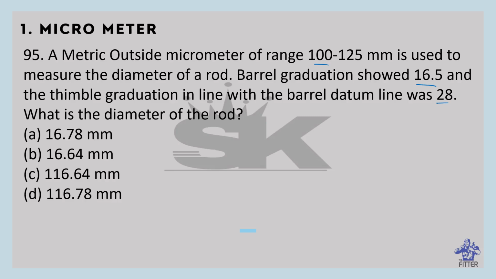So, thimble reading here. He mentioned that the thimble graduation in line with the barrel datum line is 28, right? So 28 into least count, that is 0.01, that is equal to 0.28 mm. So here, reading of the barrel.